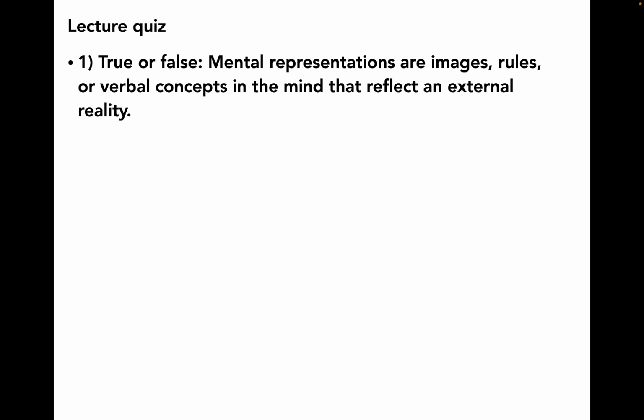Okay, so question 1, true or false? Mental representations are images, rules, or verbal concepts in the mind that reflect an external reality. True or false? And the answer, of course, is true. And if you're struggling to get the concept of a mental representation, just think about any memory, right? Like what you did yesterday, and you have some sort of image in your head. That is a mental representation. Now, mental representations can be more abstract, right? We all have knowledge of grammar. We're all able to form grammatically correct sentences at will. That knowledge is a mental representation, and critically, cognitive psychologists believe in mental representations.